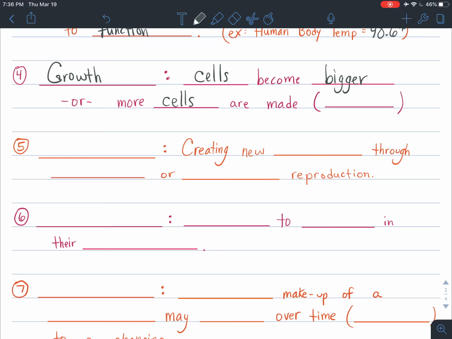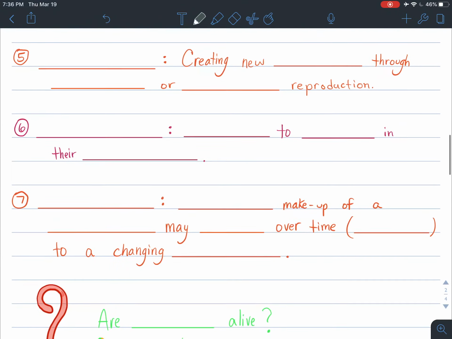If more cells are made, though, this process is one that we've learned about, most likely, or you may or may not have, but it's mitosis. Mitosis is the process of when an organism that has many cells makes more of those cells.